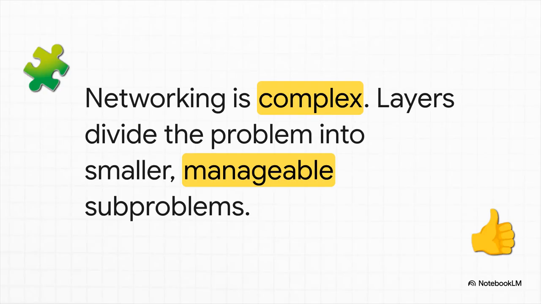So how does a computer manage all of these different rules at once? Well, it uses a really clever idea called layering. Instead of trying to solve the massive problem of networking all at once, it breaks it down into smaller, manageable jobs. Each layer does its one specific task, adds its own bit of information, and then passes the data down to the next layer. It's like wrapping a package.